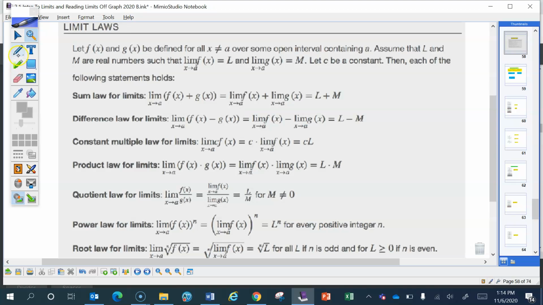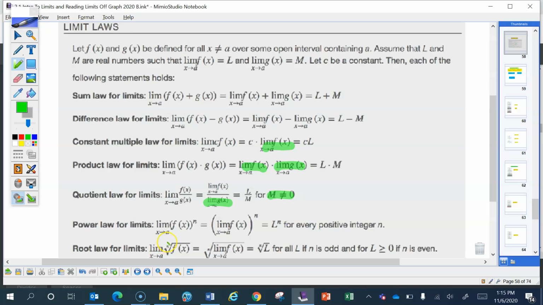Our constant multiple rule for limits says if we have the limit of a constant times a function, I can bring the constant out front, find the limit of my function, and then multiply it by the constant. The limit of the product of two functions is really the product of the two limits of the individual functions. Similarly, for division, provided that the denominator is not equal to 0, as you see here.